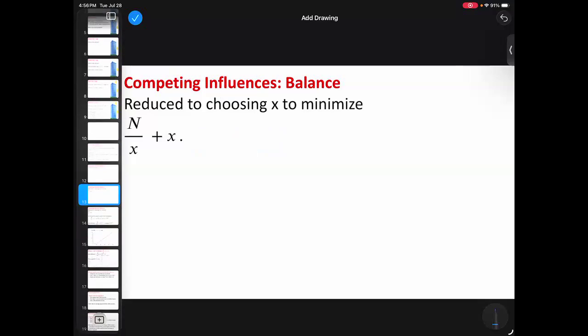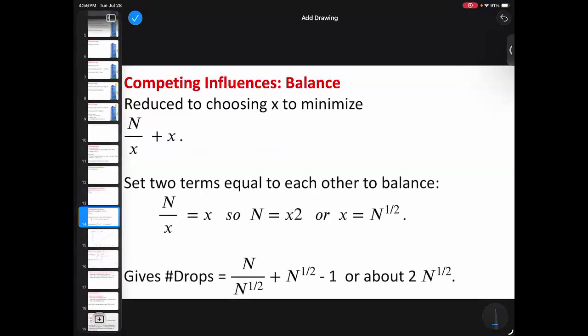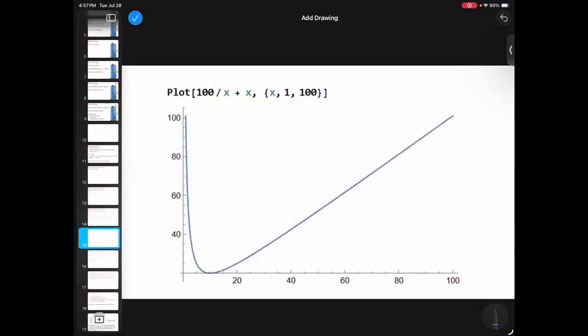So we talked about how to do this. Oh, lovely. So sometimes when I display things, it doesn't keep things as superscripts. So if we set the two terms equal to each other, we get x equals the square root of n. So the number of drops we would have when x equals the square root of n would be n over square root of n plus square root of n, basically twice the square root of n. So that's how many drops it would take. This is a plot when we have 100 floors of 100 over x plus x. What does the minimum look like? 10. Is that a proof?